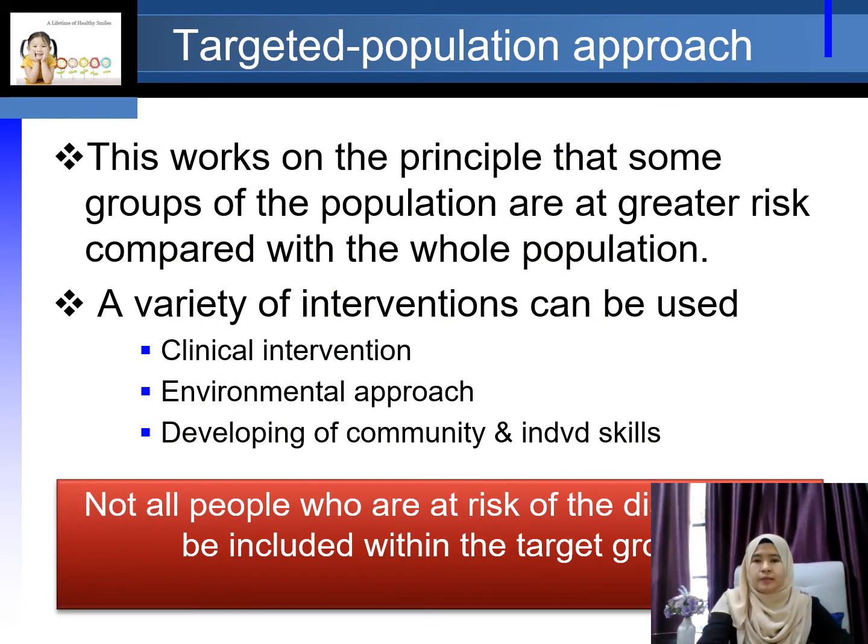This targeted population approach is quite similar, but it's not really the same as the whole population approach. We target on the principle that some groups of the population are at greater risk compared with the whole population. So not all people who are at risk of the disease will be included within the target group. A variety of interventions can be used, for example clinical intervention, environmental approach, or developing community and individual skills.